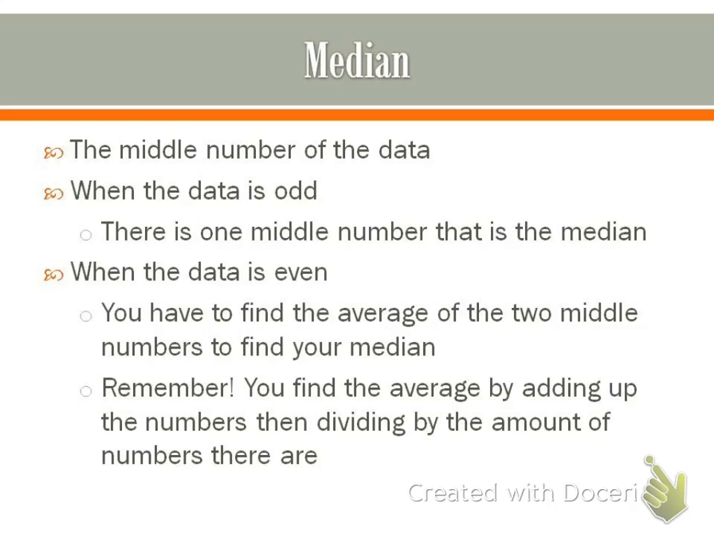Okay, so our second thing is the median. It is the middle number of the data. When the data is odd, there's one middle number that is the median. When it's even, you need to do a little bit more. You're going to have 2 numbers in the middle, and you have to find that average. So remember, average is adding up the numbers and dividing by the amount. So you're adding 2 numbers together, so you're dividing by 2.